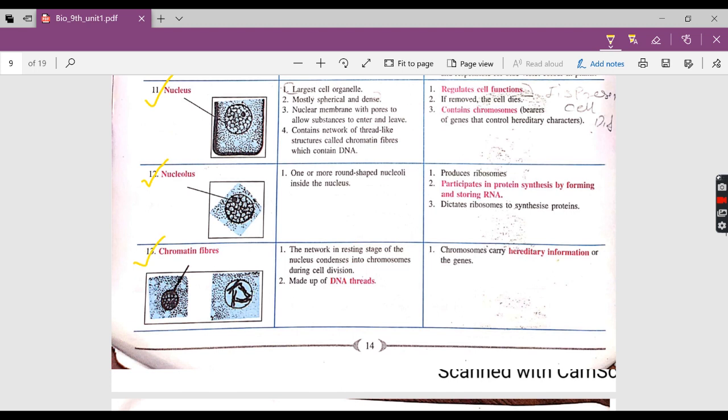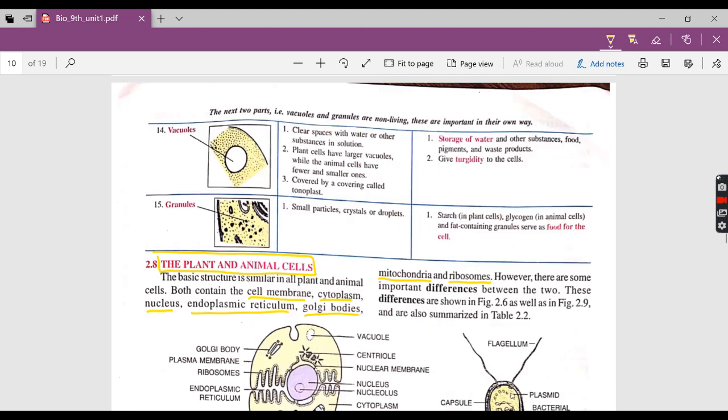They are basically the network in resting stage of the nucleus, and they condense into chromosomes during cell division. They are made up of DNA threads, and chromatin fibers are very important as chromosomes carry hereditary information or the genes. While all the parts we study till now are living in nature except for cell wall, the next two that we talk about are non-living, but they are also very important.